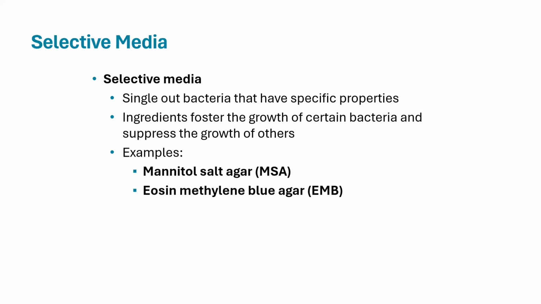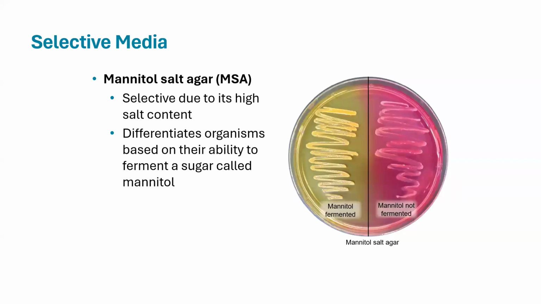Now, we also have selective media. This allows us to select for specific types of organisms. So they often contain something in the media that will actually suppress growth of other organisms. We have 2 examples here, MSA and EMB. And so I'm just going to show you kind of how these can be used. So in mannitol salt agar, it has high salt content. It's about 7.5% NaCl. And this is going to differentiate. So it's also differential. It differentiates between organisms that can ferment mannitol, but it only selects for organisms that are able to grow on 7.5% salt.